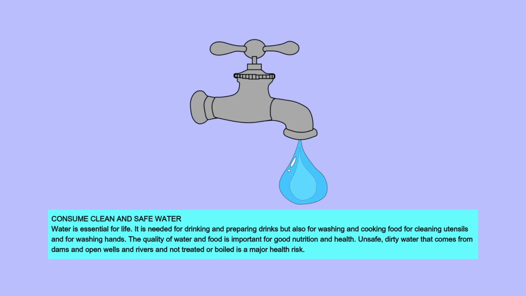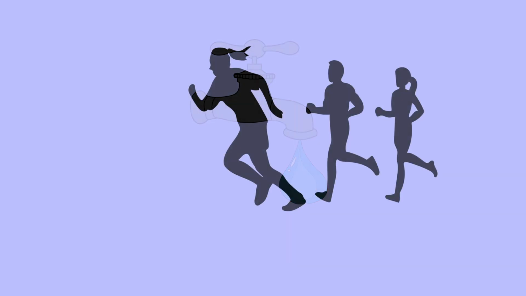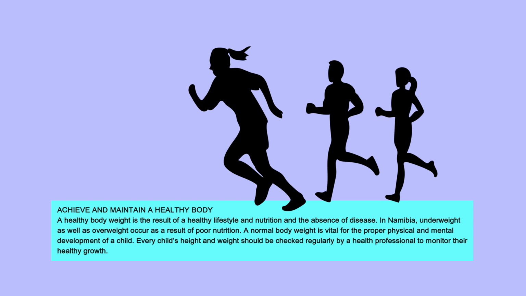Consume clean and safe water and food. Water is essential for life. It is needed for drinking and preparing drinks, but also for washing and cooking, for cleaning utensils, and for washing hands. The quality of water and food is important for good nutrition and health. Unsafe, dirty water that comes from dams, open wells and rivers, and is not treated or boiled is a major health risk.